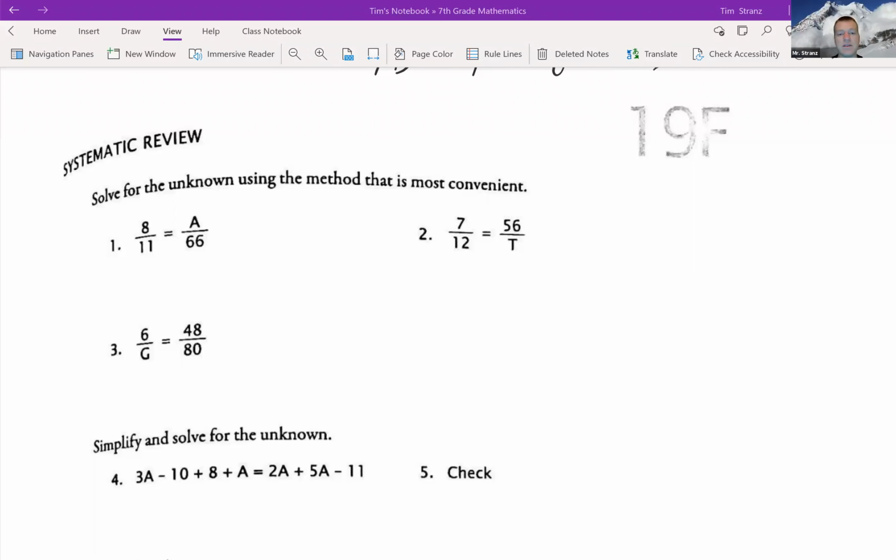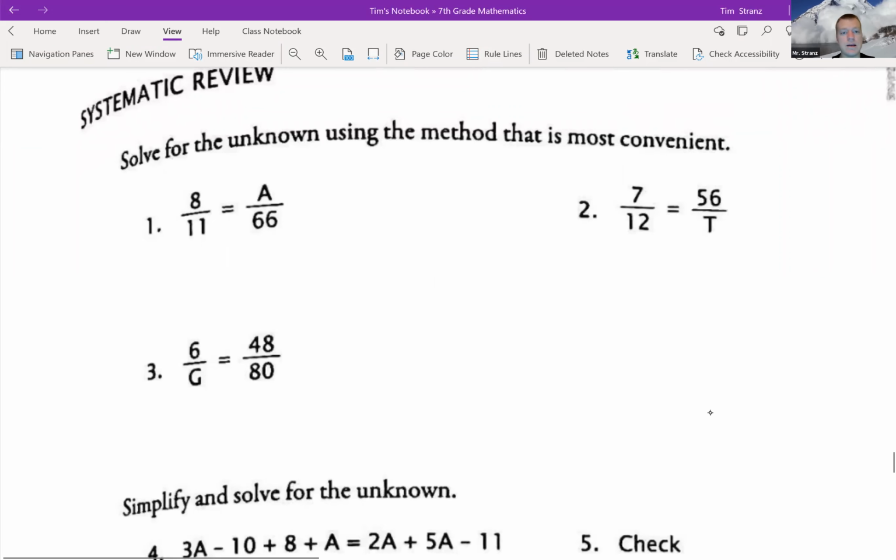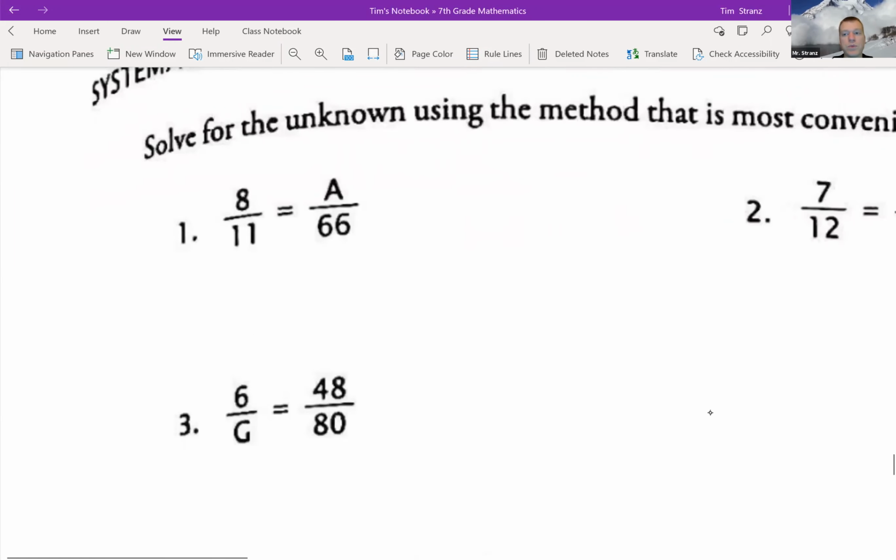So let's continue on. Okay, I'm going to switch my screen here. Okay, so we're going to do 19F together today as more practice, all right? So let's look at number 1 through 3. It says solve the unknown using the method that is most convenient. So if we look at number 1, we can see that 11 times 6 is going to give us 66. So therefore 8 times 6 has to be 48.